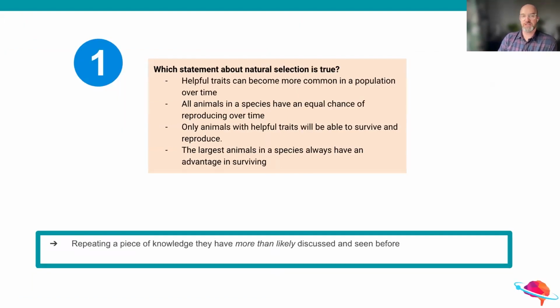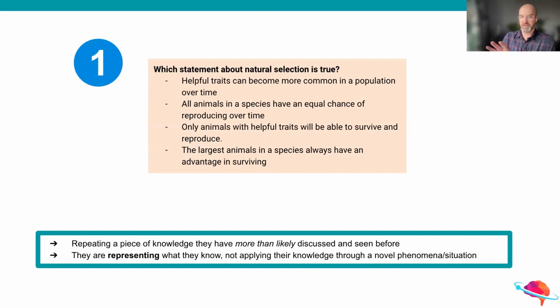So this first question, we call this repeating or representing a piece of knowledge that students have discussed before. And so this is not applying their knowledge through novel phenomena. Sometimes we'll see questions like this, and they actually have complex graphs. They'll have images, they'll have a whole long narrative about the comb jellies or something. And then this is what the question will be for students. And I just want to call out that sometimes we'll see a question like this that looks like a sense-making question, it looks complex, but it's actually very simple.